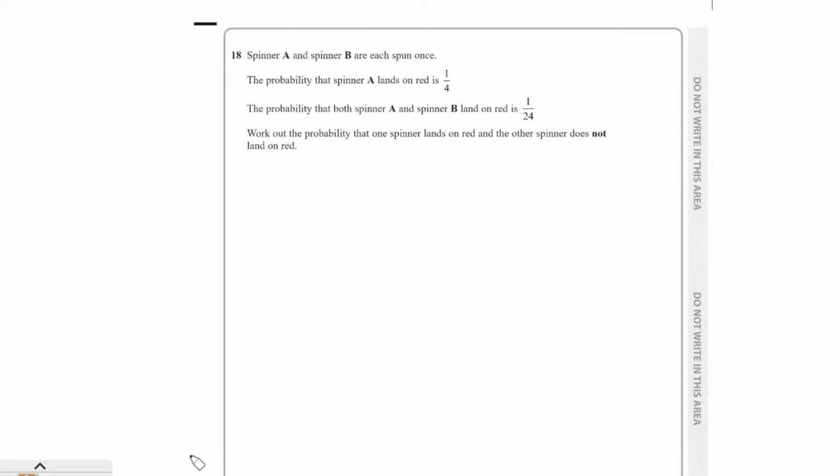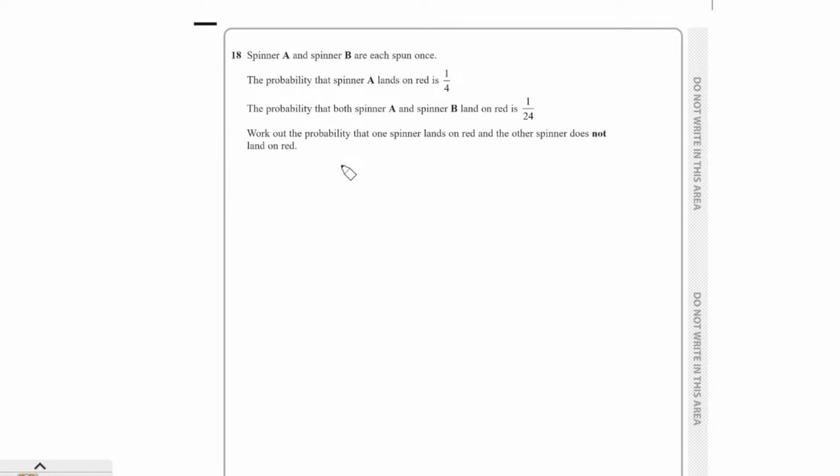Okay, question 18. Spinner A and spinner B are each spun once. The probability that spinner A lands on red is a quarter. The probability that both spinner A and spinner B land on red is 1/24. Work out the probability that one spinner lands on red and the other does not land on red. So it's either red or not red, isn't it? This one, because there's two spinners, and obviously each one is spun once, that's like 2 events.